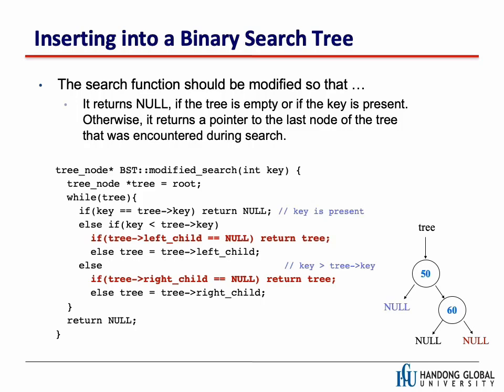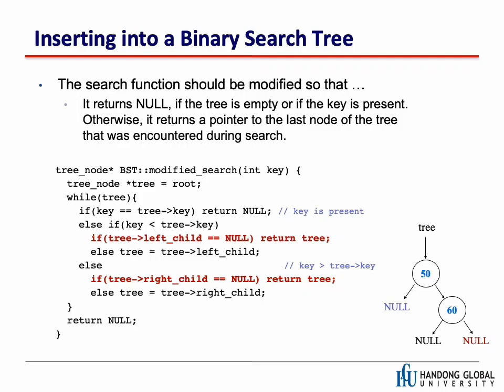Otherwise, it means 50's left child has something, it's not null, and then we actually move to that child node. Likewise, in the next else statement, we check if the right child is a null pointer. If the right child is null, then we return the tree pointer. Otherwise, we go to the right child. The null pointer in red color corresponds to that case.